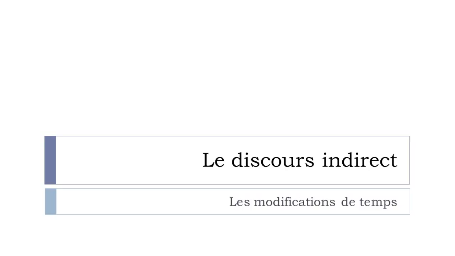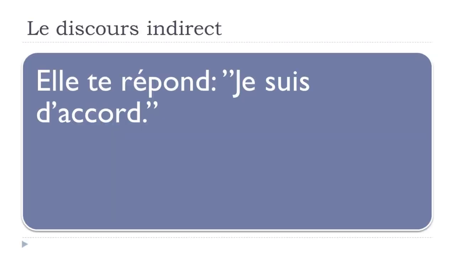Les modifications de temps. Okay, so let's start now. So I wanted to first show you this simple example, because if we've got this sentence, elle te répond, je suis d'accord. Okay, so répondre is to answer, te is for you, so she answers to you. Je suis d'accord. Okay, so in French this je suis d'accord is I do agree.